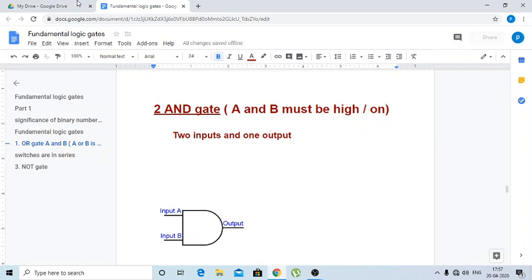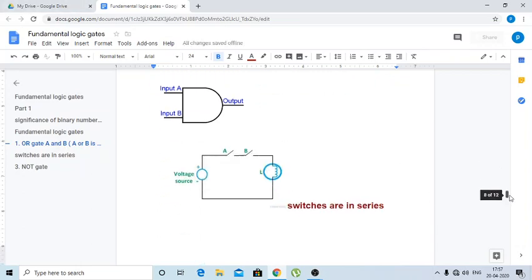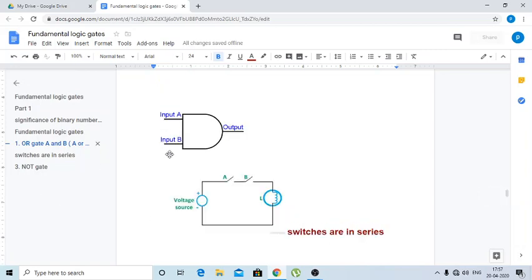Here, this is the symbol of AND gate. So this is the input A, B, output here. Here we have the switching diagram, two switches A and B. We have the electric bulb at the output, voltage signals the input. This is the voltage source here, and switches are connected in series.